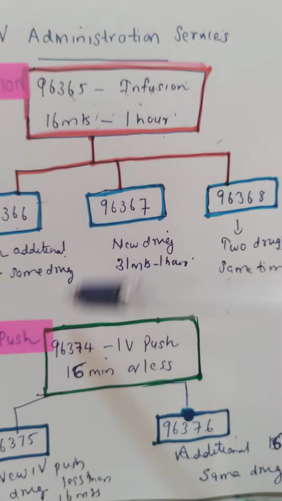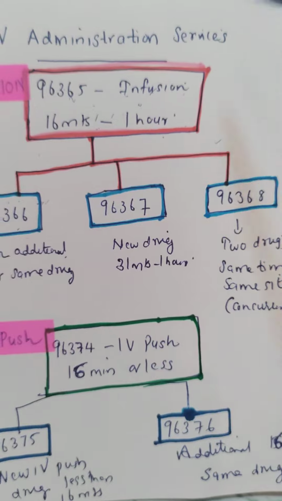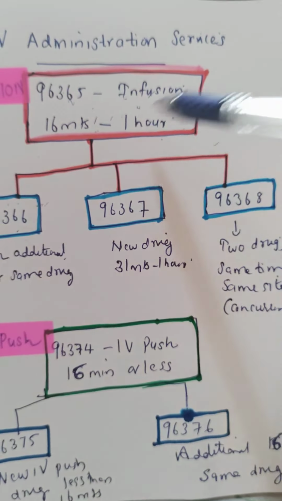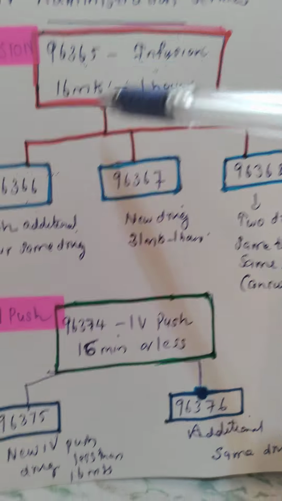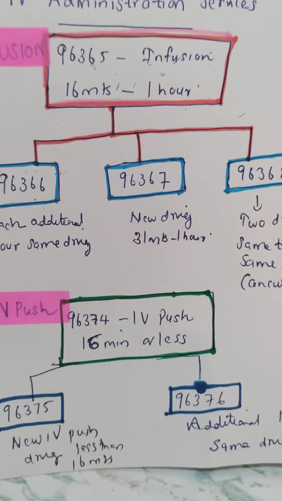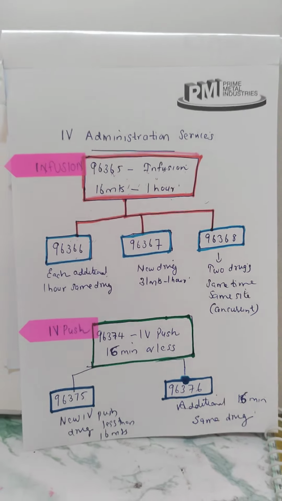If it is a different drug, if parafusive is administered for 1 hour and then Panadol is administered for 15 minutes, we should use 96365 as the primary code and 96375 as the secondary code. Okay, this is an outline of infusion and IV push.